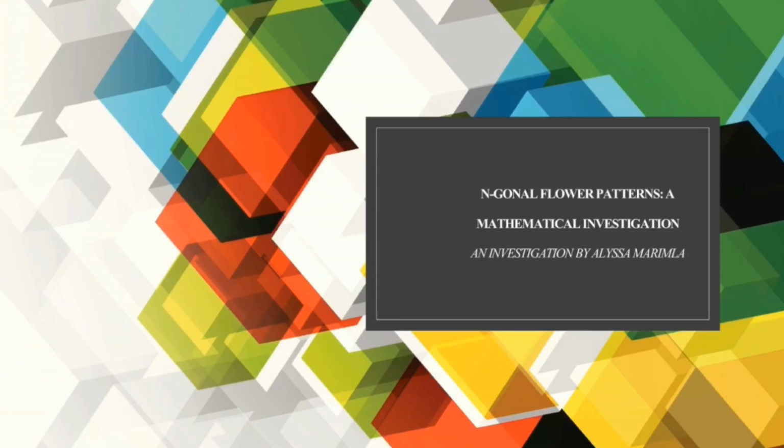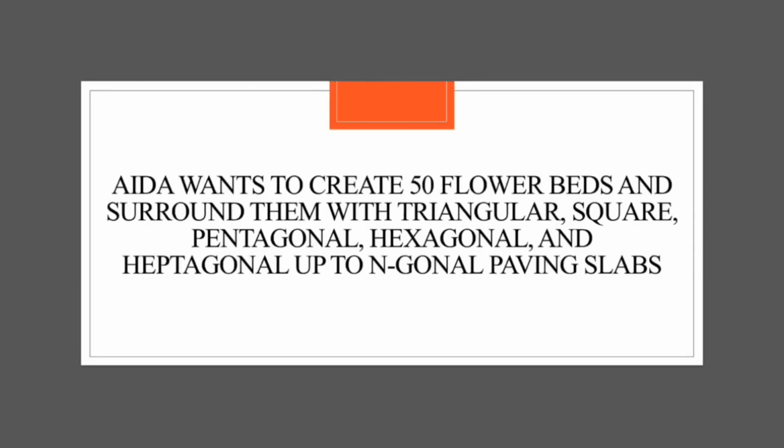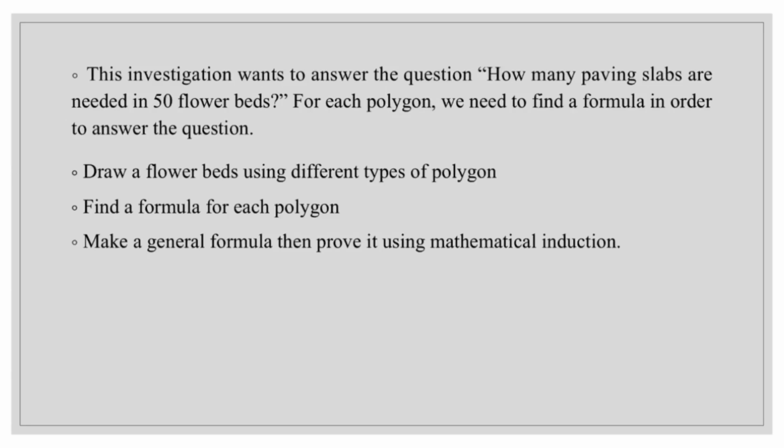My topic is all about N-Gonal flower patterns, a mathematical investigation. Our situation is Ida wants to create 50 flower beds and surround them with triangular, square, pentagonal, hexagonal, and heptagonal up to N-Gonal paving slabs. This investigation wants to answer the question, how many paving slabs are needed in 50 flower beds?